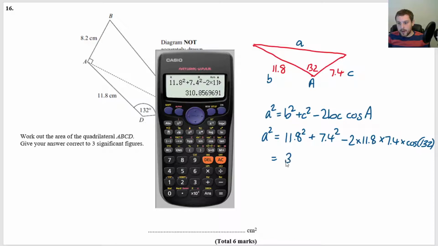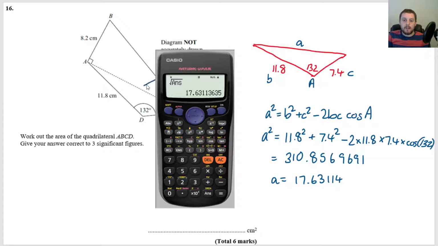So this is 310.8569691, and then I need to square root that to get what A is. So A is 17.63114. So I'm going to be as accurate as that. And then I'm nearly done, okay? Because I've got the area of the top triangle, this ABC.